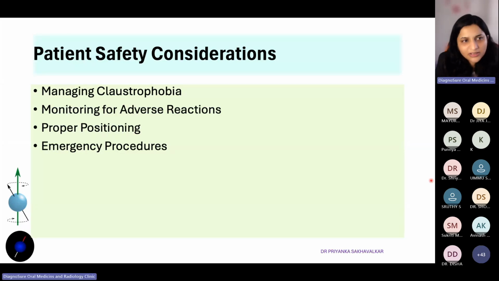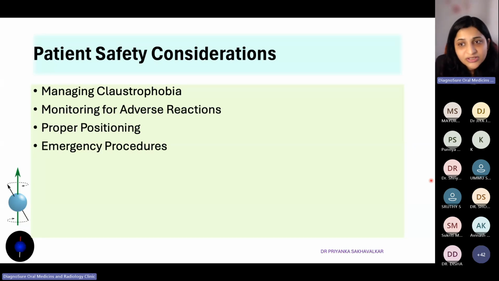Now, patient safety consideration. Ensuring patient safety during MRI involves monitoring patient's comfort and health throughout the procedure. Ask whether the patient has claustrophobia, whether the patient is scared to go into the scanner. This includes managing claustrophobia, monitoring for any adverse reaction. If contrast is injected, whether there is any adverse reaction or patient has well tolerated that contrast, it is very important that we assess that.